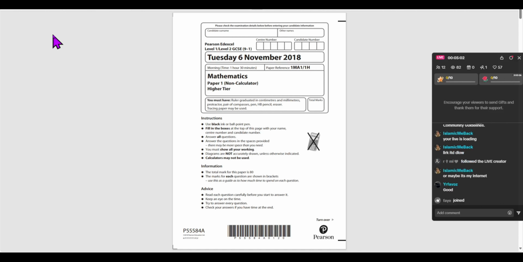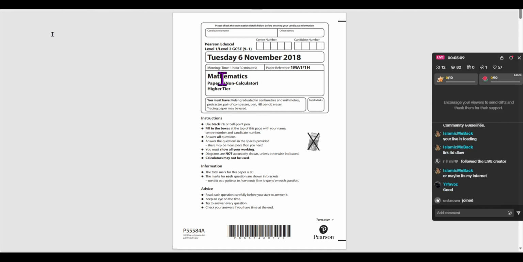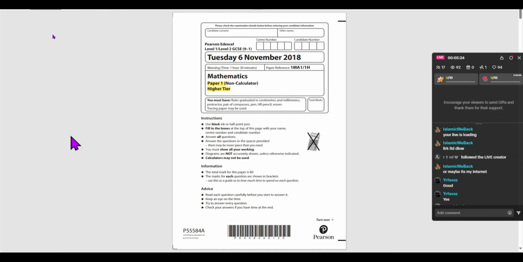So today we'll be doing a GCSE past paper, which is going to be higher. We'll be doing the higher tier today. So it's a past paper: GCSE higher tier, paper 1, non-calculator, okay? You can find this test on Math Genie if you want to follow along with me. Okay, so we're going to start.